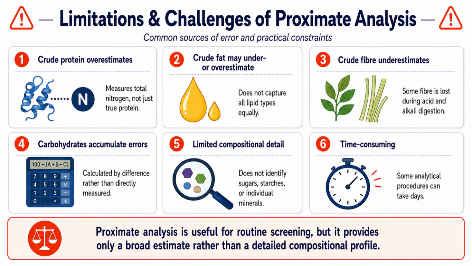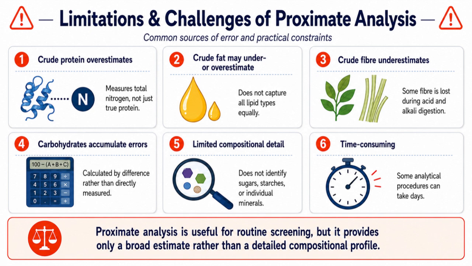Fifth, limited compositional detail. Proximate analysis tells you about broad categories, but it doesn't tell you the specifics. For example, it doesn't tell you which sugars are present: glucose, fructose, sucrose. It doesn't tell you the types of starch or the profile of dietary fiber. It doesn't identify individual minerals like calcium, potassium, or magnesium. It just gives you total ash. If you need that level of detail, you'll need more advanced techniques like HPLC or ICP-MS.